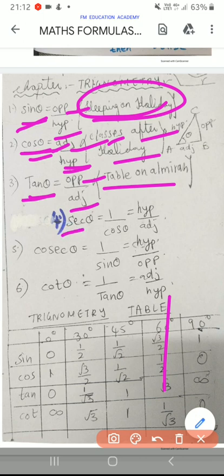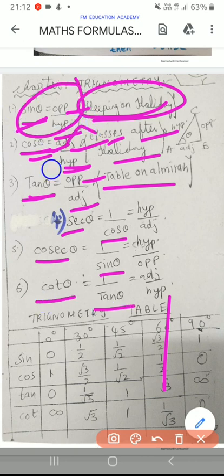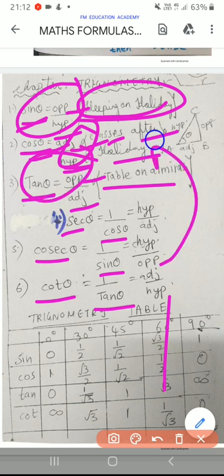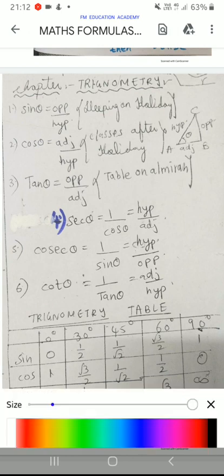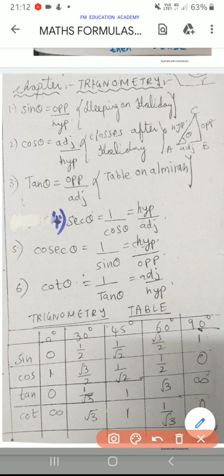Then we have secant theta is 1 by cos theta, cosecant theta is 1 by sine theta, and cot theta is 1 by tan theta. So obviously they are opposites, so you can learn these three and then write these according to these. Then we have the trigonometric table, which you need to remember. In your exam paper, if trigonometric values are asked, then at the back of the paper you draw this table once, and you can see the values.